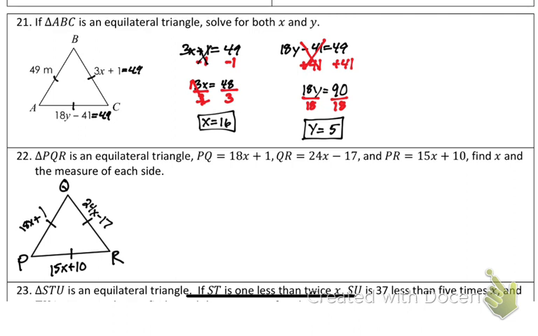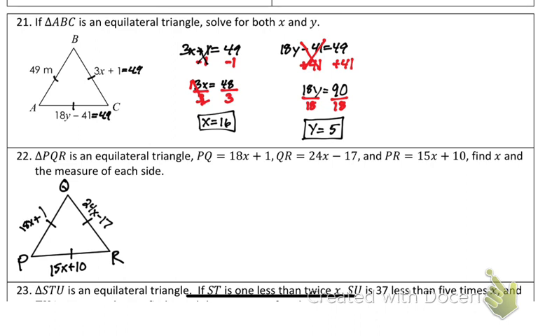Because this must equal this. So we could do 24x minus 17 equals 15x plus 10. We could say 15x plus 10 equals 18x plus 1. We could do 18x plus 1 equals 24x minus 17. That works for an equilateral. All of them will be a good equation.